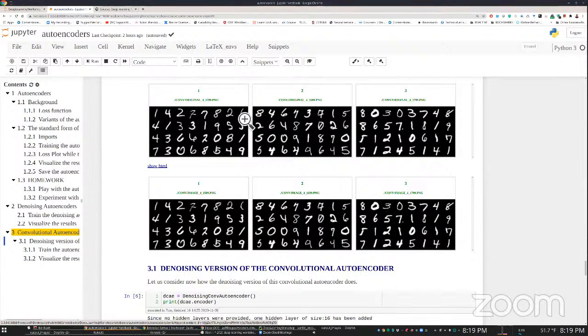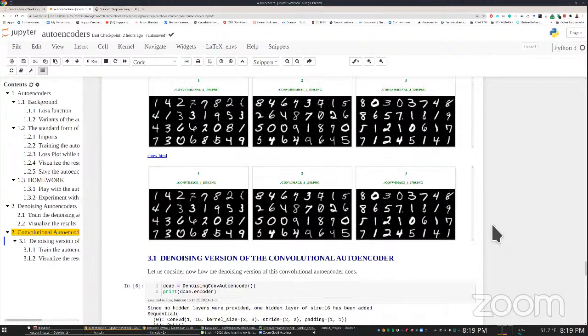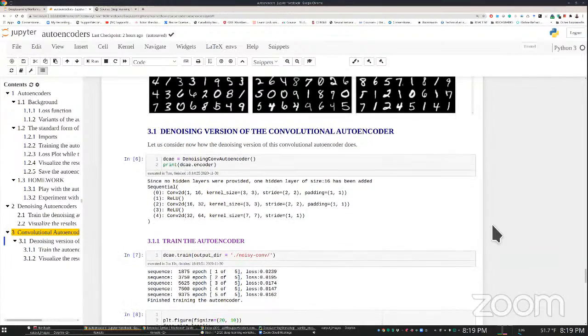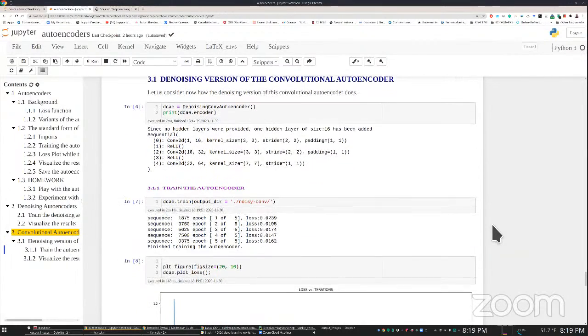This 8 in the first image, top left image, has a little marking inside it, and this one doesn't seem to have that marking inside it. So it does a pretty good job of reconstruction. And that's the beauty of it. That's why you should use it.